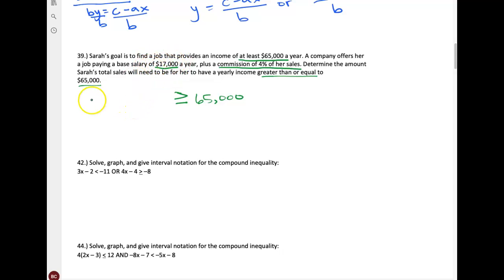So we know that she has a base salary. So if she doesn't sell anything, she's going to at least make $17,000, right? Which isn't a great amount if she's trying to get the $65,000, right? So commission can make a really big difference. So added to that, whatever her base salary is, she's going to get 4%, right? And 4% is the same thing as 0.04, so I'm going to change it to a decimal there. So plus 0.04x, where x is going to represent her total sales.